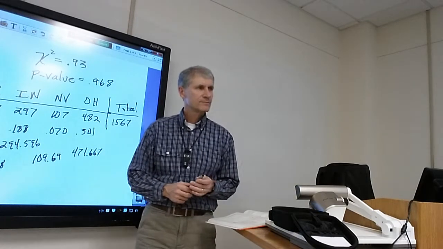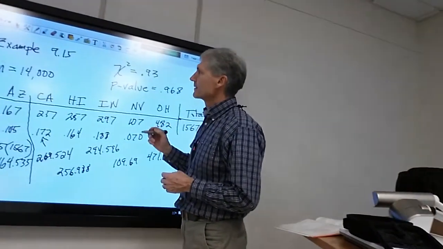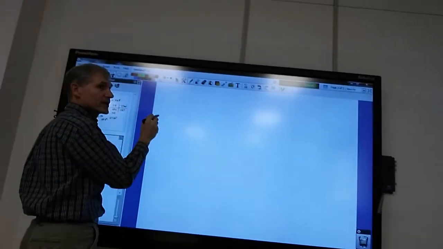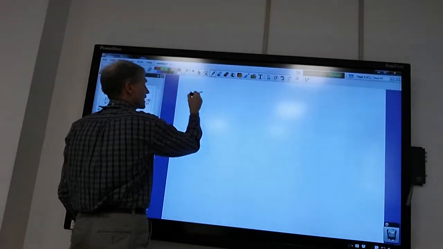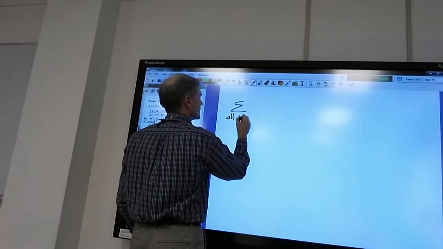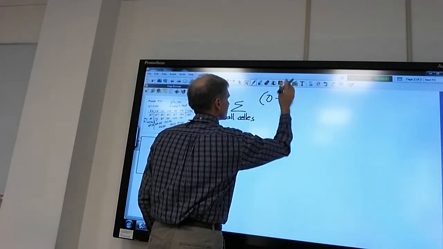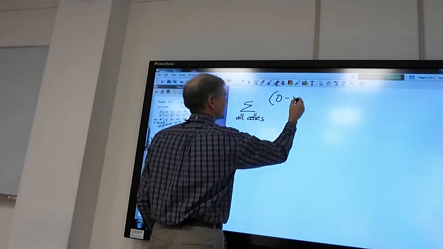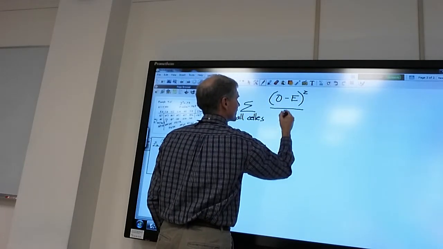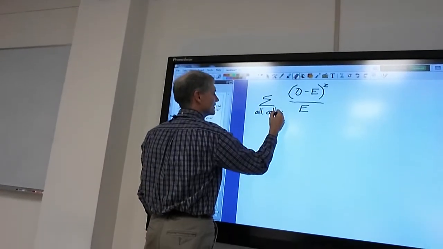The chi-square, so how do you get to 0.93? That's expected? No, the 0.93 was the sum across all categories of observed minus expected. I want to use my finger. Observed minus expected squared over expected, summed across all those cells. And I didn't spell cells right either.